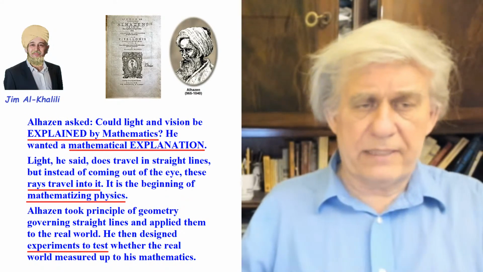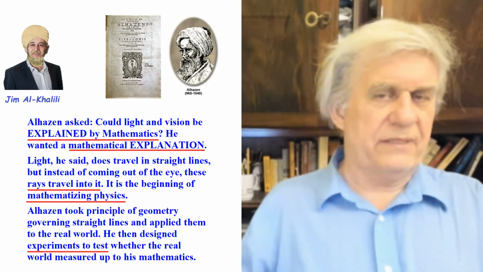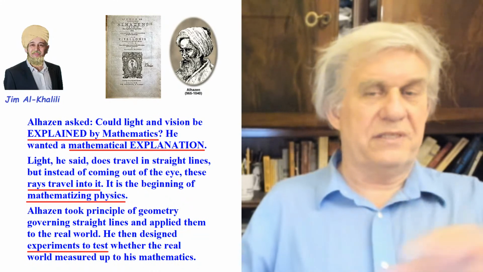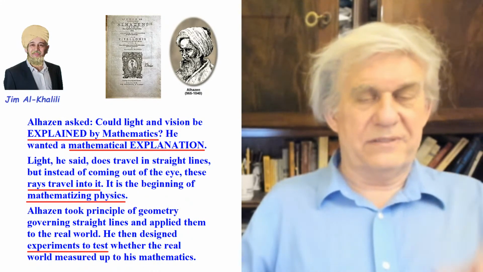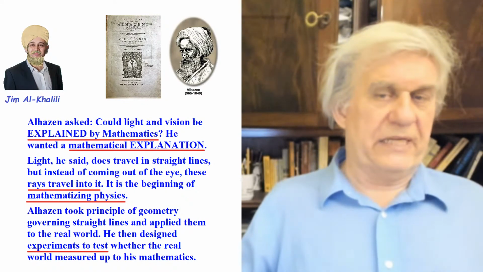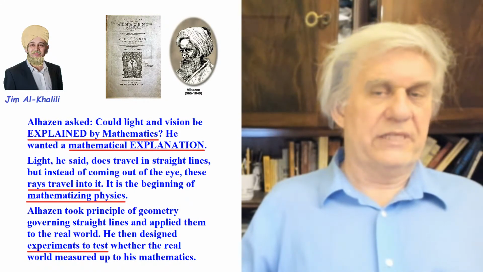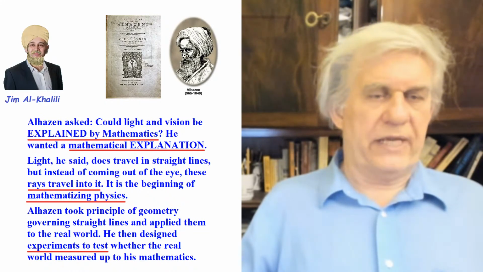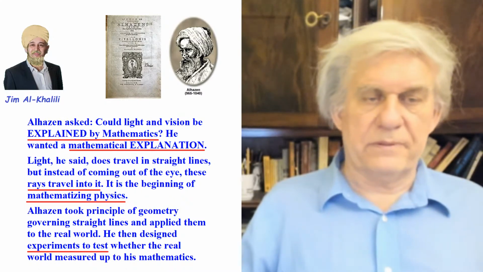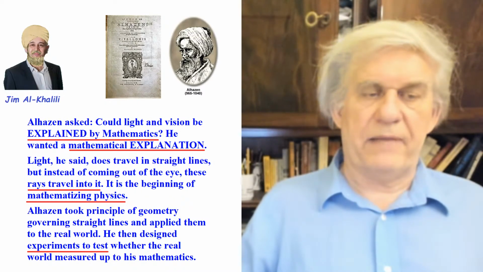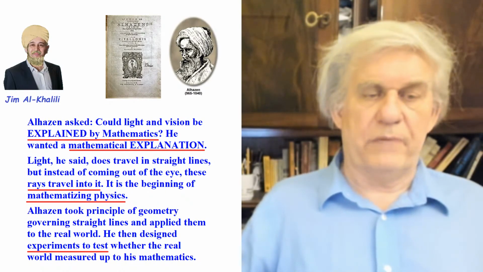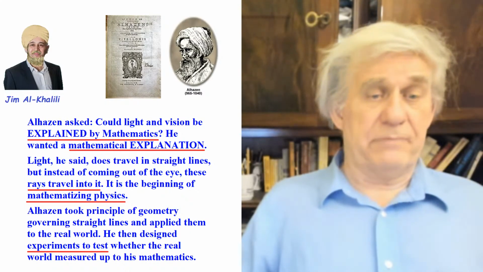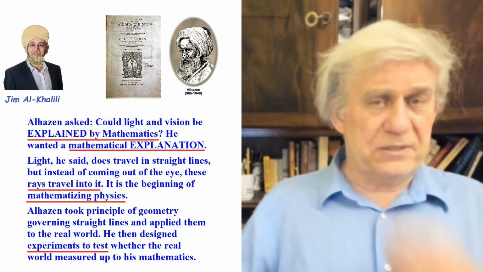It is the beginning of mathematizing physics, which sounds a lot like this is the origin of mathematical physics. There, I think he's right. I think the Arabs originated mathematical physics, meaning they weren't doing physics, they were doing religion. Okay? They were doing description. They're not doing explanation. Alhazen took principles of geometry governing straight lines and applied them to the real world. He then designed experiments to test whether the real world measured up to his mathematics. Maybe to his mathematics, not to the real world.